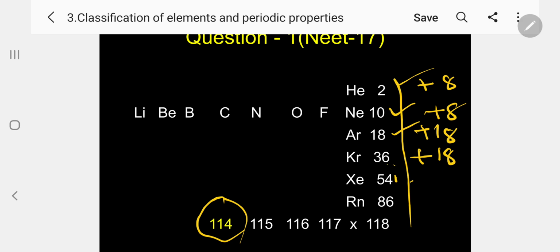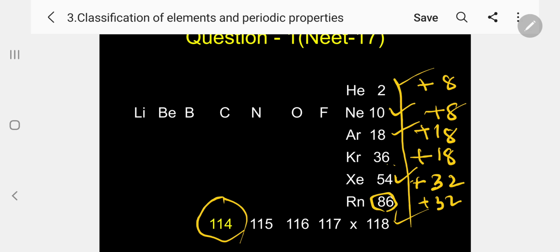36 plus 18 is 54. Then after this, 1, 2, 3, 4, 5. Now for the 6th and 7th periods, what will happen? Kindly follow. Again, 32 elements are there. So 54 plus 32 is 86. 86 plus 32 is 118. So 118 belongs to the inert gas configuration.